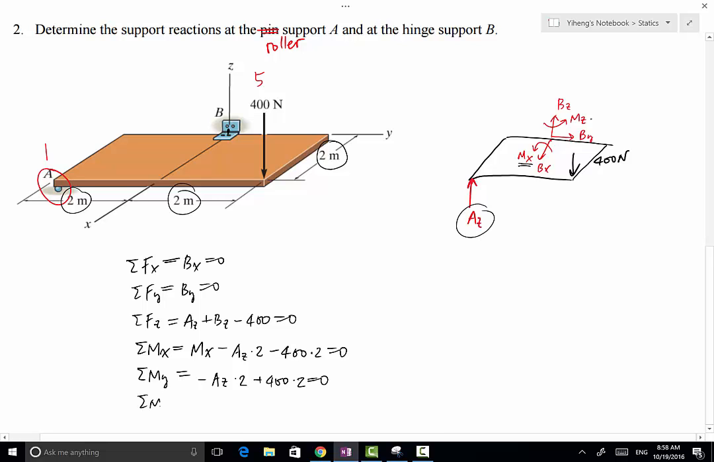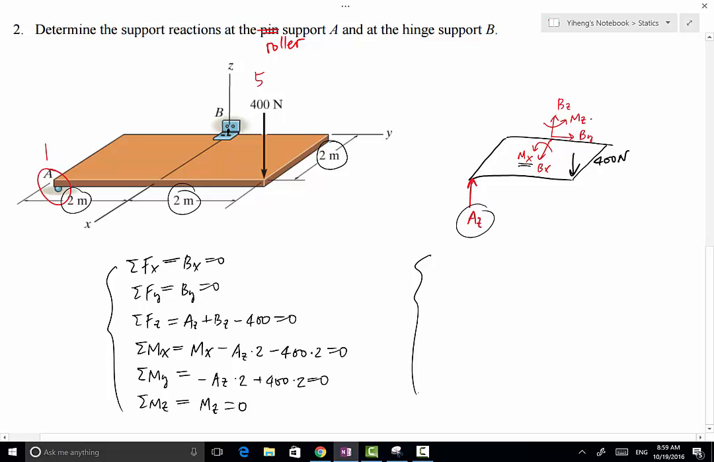And lastly, resultant moment about the z-axis. Again, bx, by, bz don't have moment about any of the 3 axes. mx is about the x-axis, so we have mz, that is the moment about the z-axis. az and the 400 Newton force are both parallel to the z-axis, so they do not create any moment about the z-axis. So this equals 0. So now we have 6 equations, and from there we can solve for our 6 unknowns.